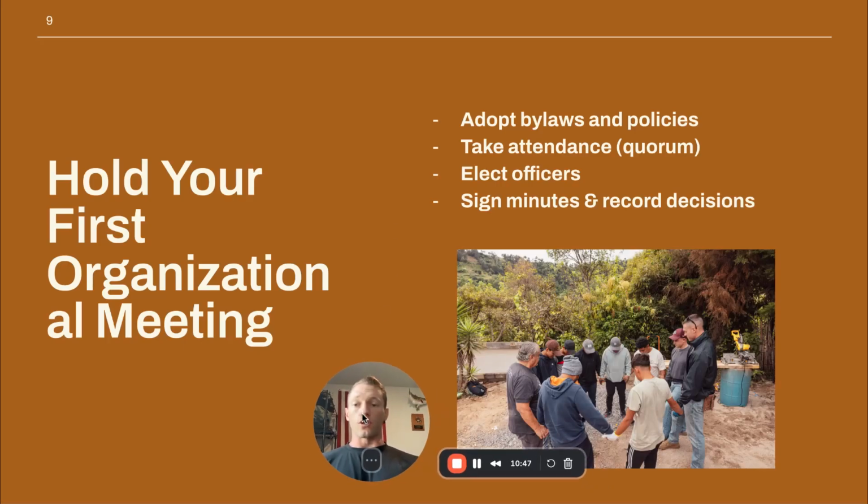Hold your first organizational meeting. So adopt your bylaws and policies, take attendance, elect your officers, sign minutes, record decisions. Very simple. Picture down here is us praying before we started working on a house in Guatemala. And I just thought that was fitting. As we get together, we pray, and then assign tasks and just go out and help people.